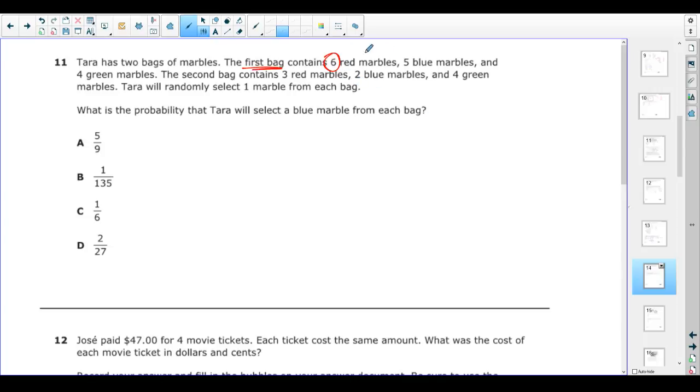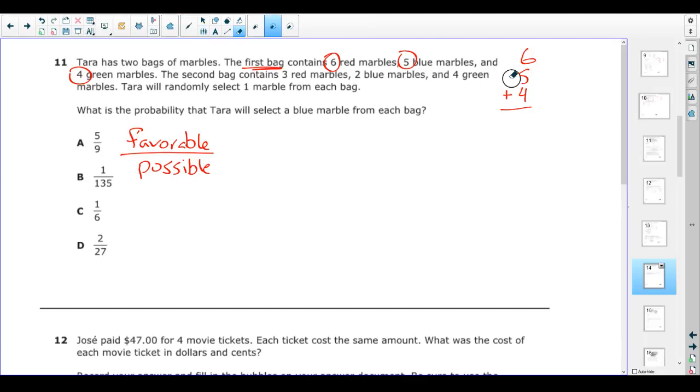So the first bag's got 6, 5, and 4. And we know probability is always favorable over possible. So how many outcomes are possible in our first bag? We've got 6 plus 5 plus 4. So there are a total of 15 marbles in that bag. Okay?